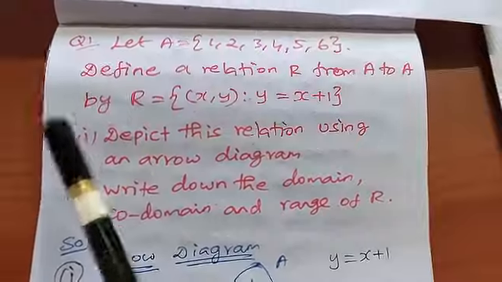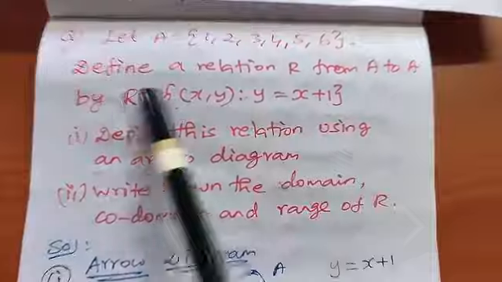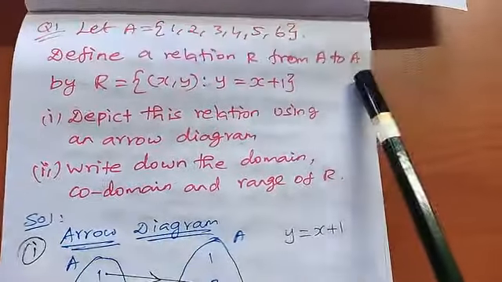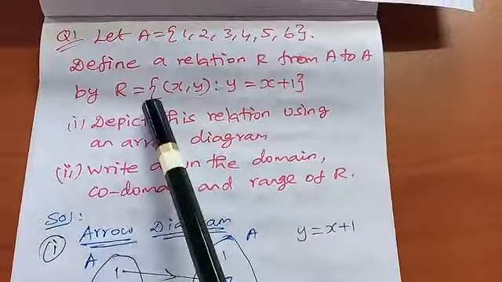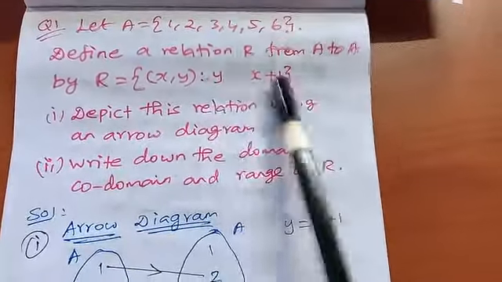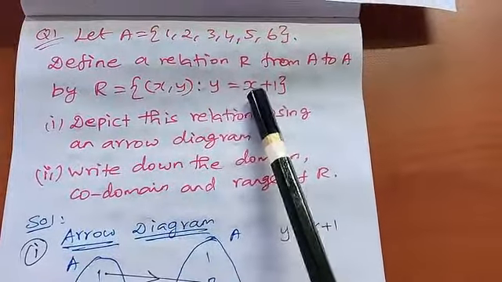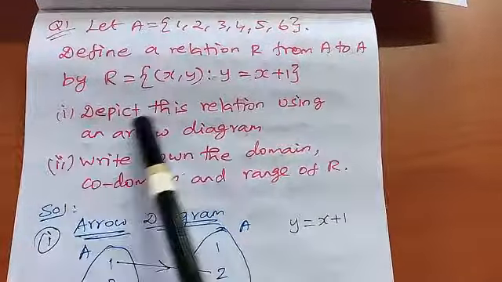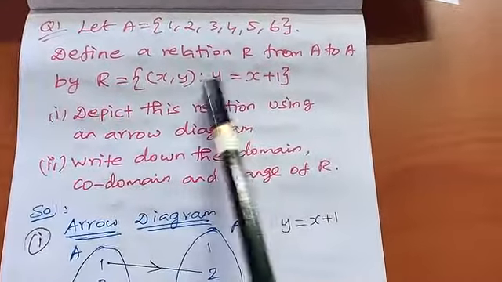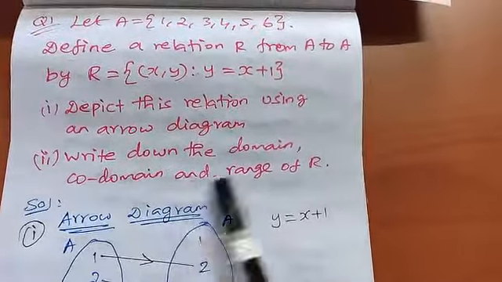Hope you understand domain, range and codomain. Let us discuss a problem based on what we have discussed so far. Let A equal 1, 2, 3, 4, 5, 6. Define a relation R from A to A, with R equal to {(x, y) : y = x + 1}. So y is defined as x plus 1, one more than x. Depict the relation using an arrow diagram, and then write down the domain, codomain and range of R.